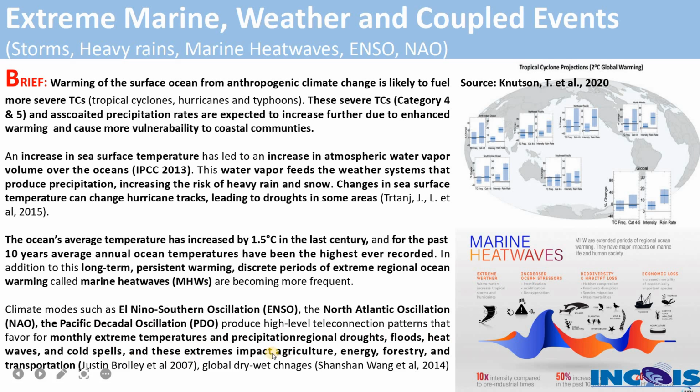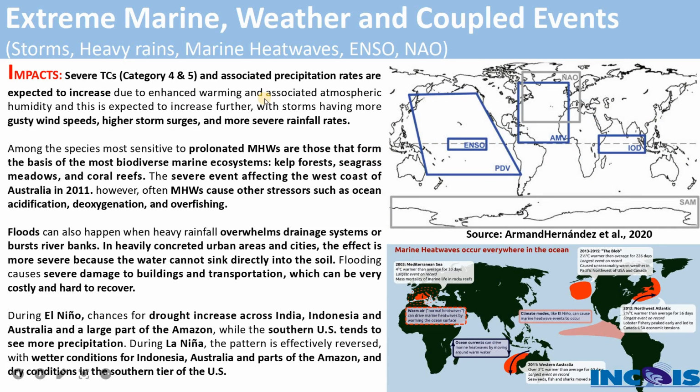And these extreme impacts can also affect agriculture, energy, forestry, and transportation as well. And also global dry changes, because of changes in precipitation and drought conditions. In general, if some rainfall was supposed to come, but because of these climate modes, it will be replaced with drought. So drought conditions will be replaced with rainfall. This is the kind of impact that we have seen in some instances.